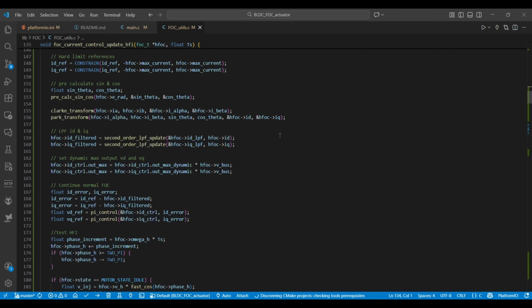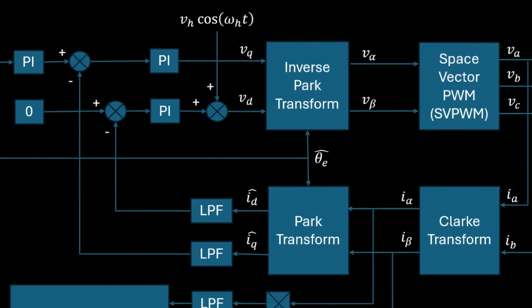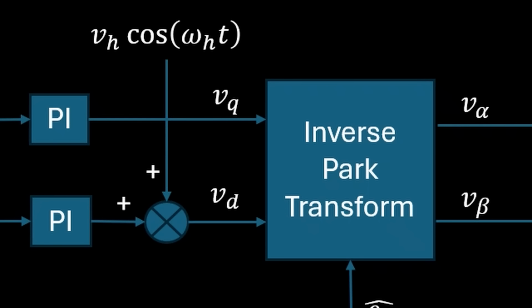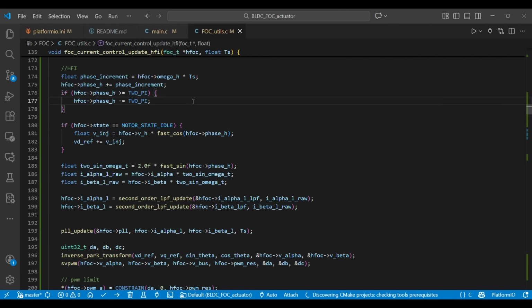If we look at this injection signal component, it has the form VH cos(ωh t), where VH is the amplitude of the injection signal and ωh is the injection signal frequency in radians per second. To generate this signal digitally, we need to create a phase accumulator. The principle is that we compute the phase increment each PWM cycle based on the frequency and the sampling time. Once we have a continuously running phase, we can generate the injection signal, which we will then add to the VD voltage or right after the output of the PI controller.